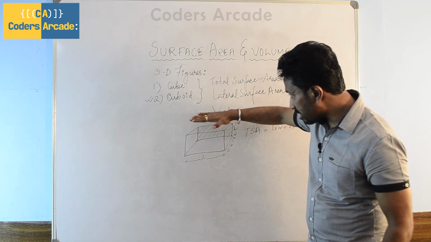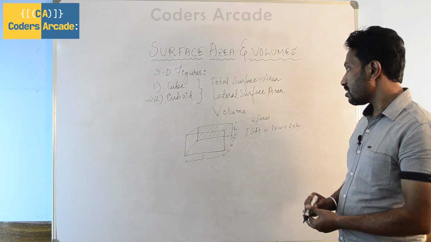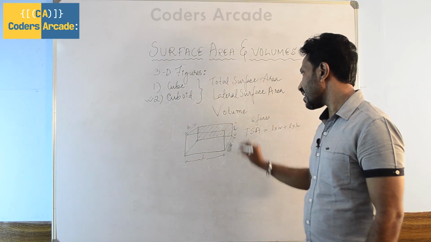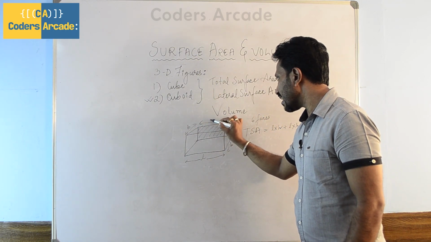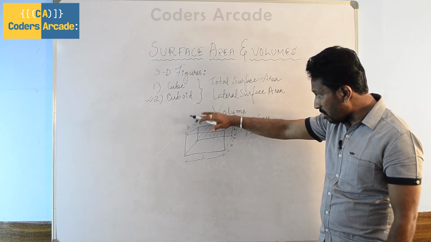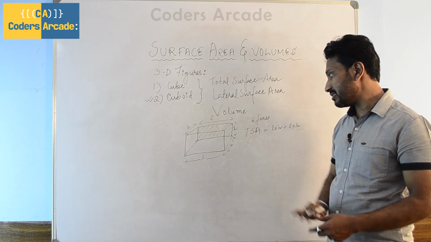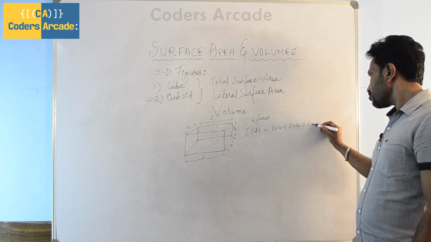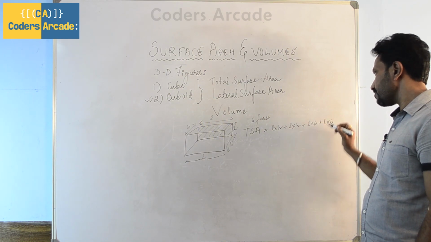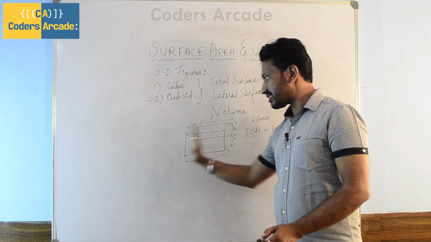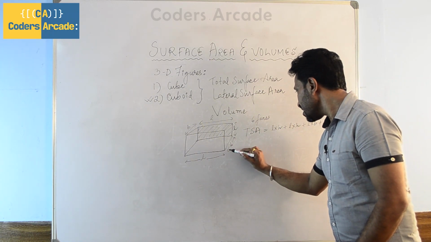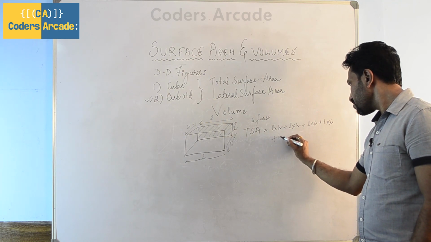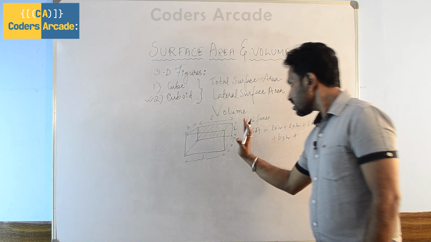Now let us move on to the top and the bottom surface. For the top, this is B and this is L. So top and bottom surfaces will have the same dimensions. Therefore, we will write like this: L into B plus L into B. And finally, the side faces. This is B, this is H. Therefore, let me write it here, plus B into H plus this face is done.